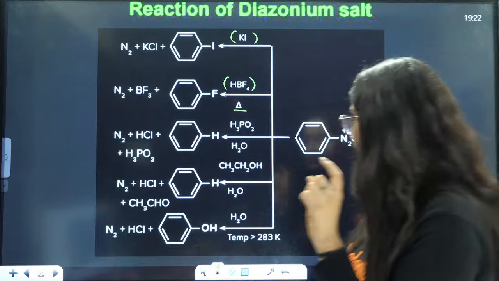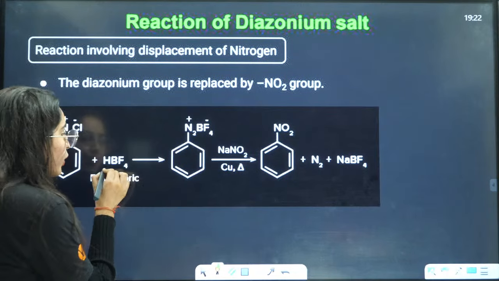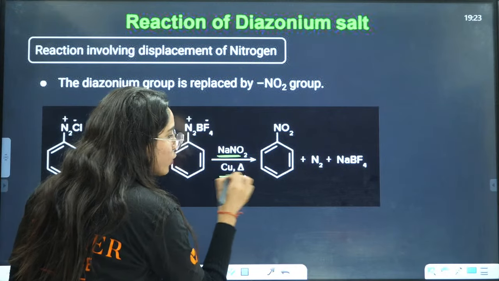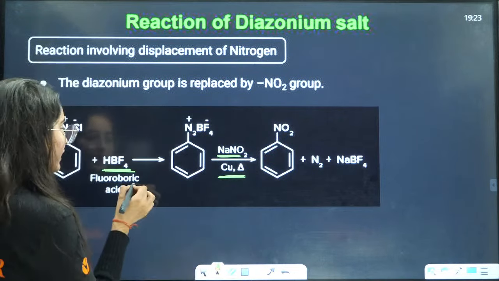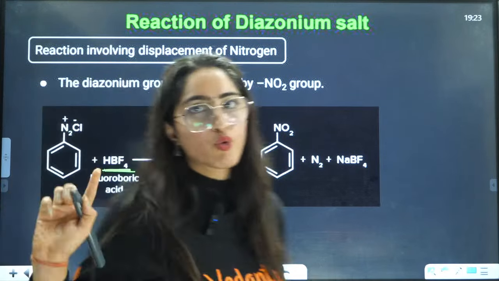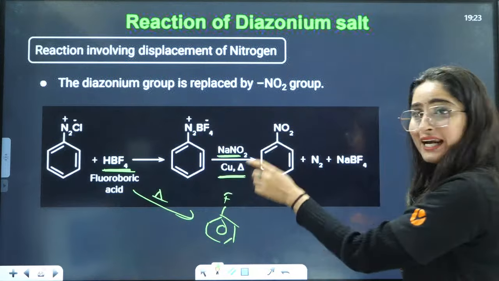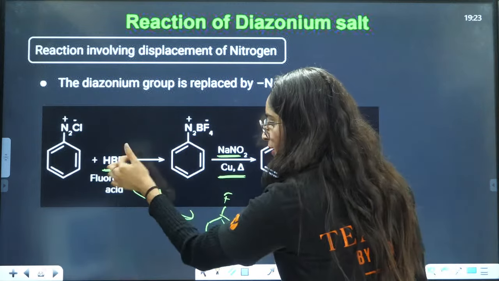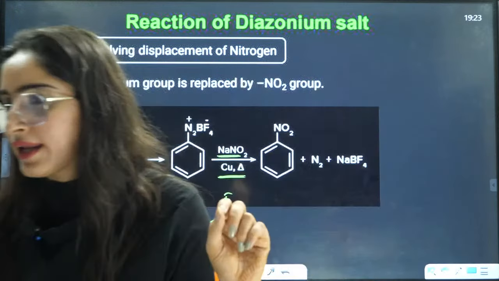But a very important thing, that is on the next page, is a similar reaction. If to this N2Cl you are adding HBF4 but you are not heating it, you are adding NaNO2 and Cu couple and heating it, then you will get nitrobenzene. But if you are heating HBF4 directly, then you will get fluorobenzene. These are two reactions that are very similar to each other. When you add NaNO2 and copper couple and heat it, you will get nitro. But when you add HBF4 and directly heat it, you will get fluorobenzene. These little things are very important.